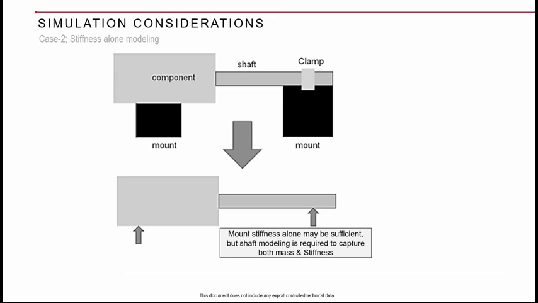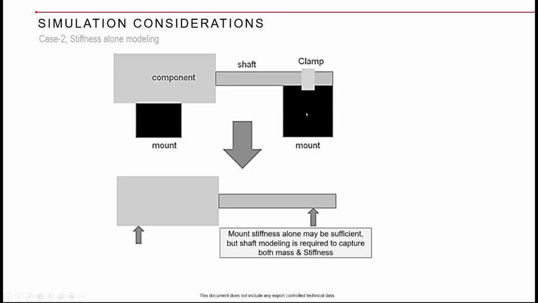The next one is stiffness alone. Here, for example, you have a component which is mounted on certain flanges. Even though I'm showing it here as a big mount, what I'm trying to show is a kind of a flange, I mean a bracket mounted on a flange. So the component lugs are mounted on a boss or a flange here, and a shaft and a clamp are mounted on a big mount here.